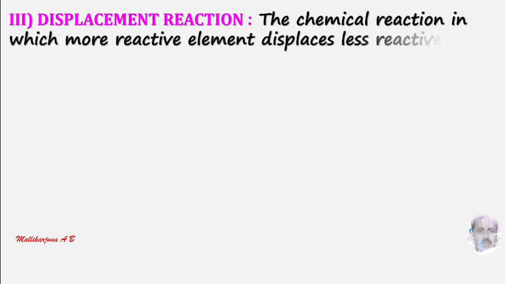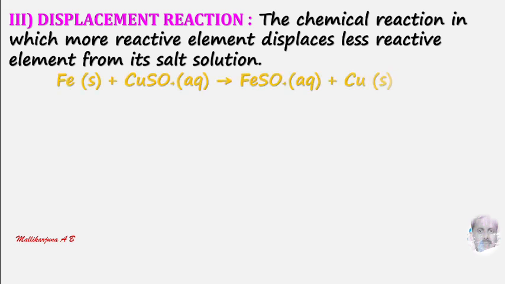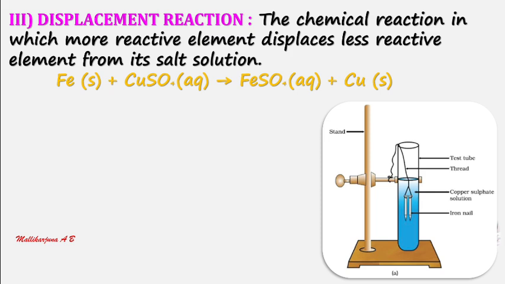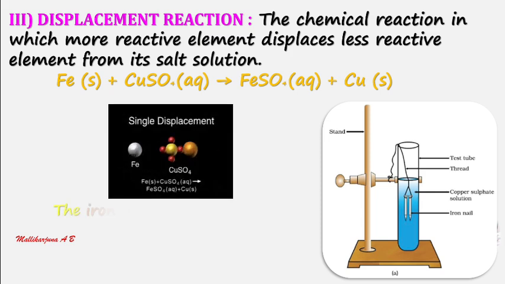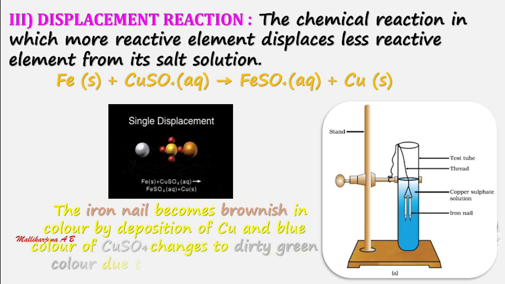The next type of chemical reaction is displacement reaction. The chemical reaction in which a more reactive element displaces a less reactive element from its salt solution. Example: iron reacts with copper sulfate to form ferrous sulfate plus copper. The iron nail becomes brownish in color by deposition of copper, and the blue color of copper sulfate changes into dirty green color due to formation of ferrous sulfate.